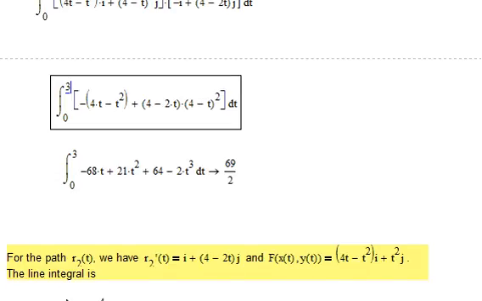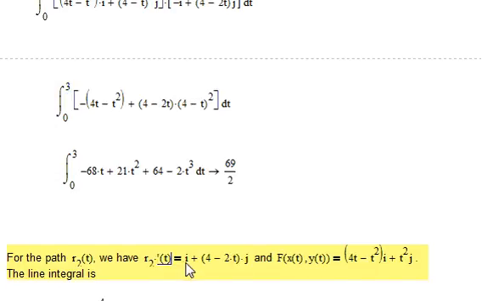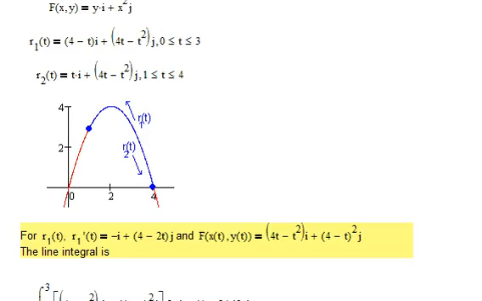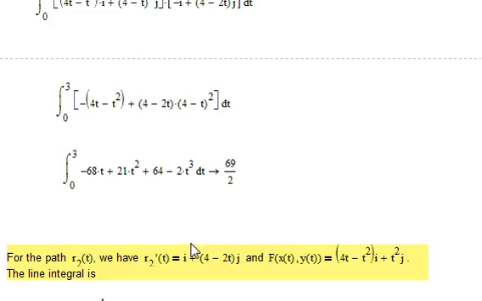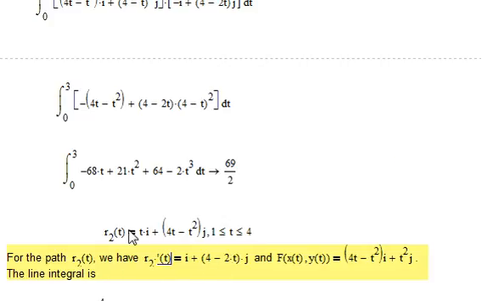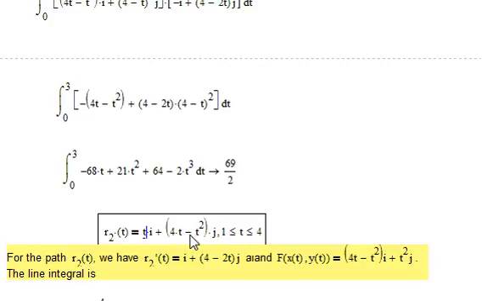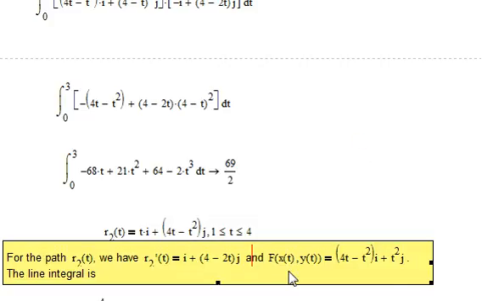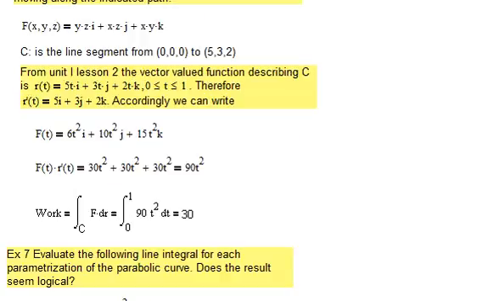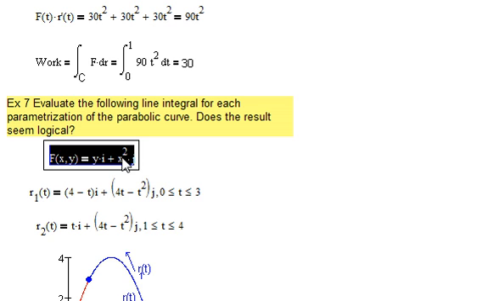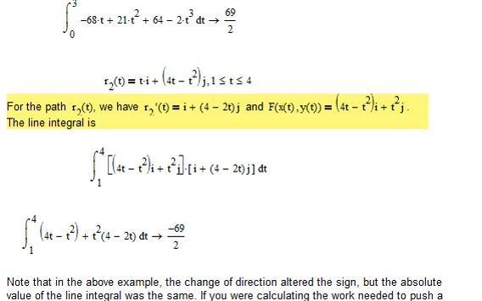Well, let's see. For this path we have r prime is 1. I'll bring this back down here where we want it to be. See, r2 prime is 1i, and then (4 minus 2t)j. And our F of x of t, y of t, well, remember, oh, I better bring that down too. So bear with me a second. Oh, went back too far. Here's our force field, vector field.